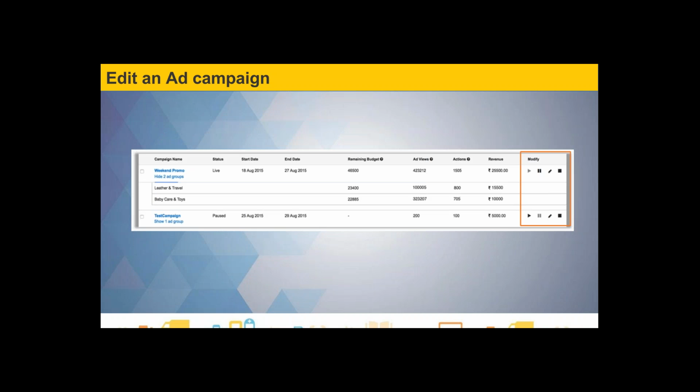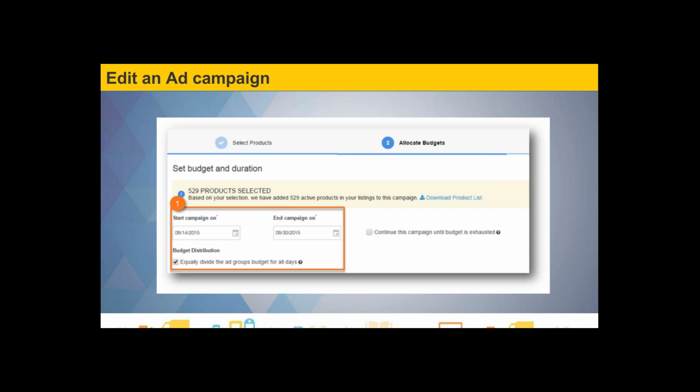The edit icon on the seller dashboard is now live. You can click on the icon to change the budget and duration of a campaign that is in draft, ready, live, and paused state. You can defer the start date if the campaign is in draft and ready state. You can modify the end date of the campaign, or checkbox continue this campaign until budget is exhausted.